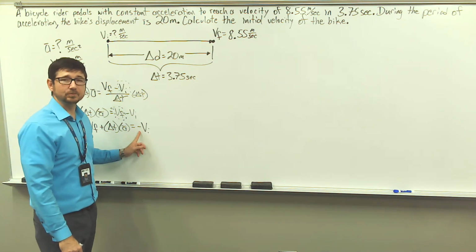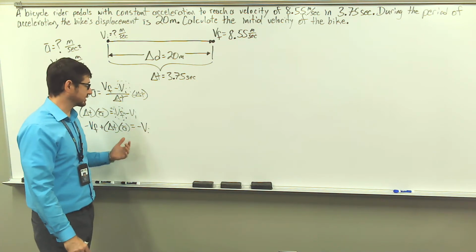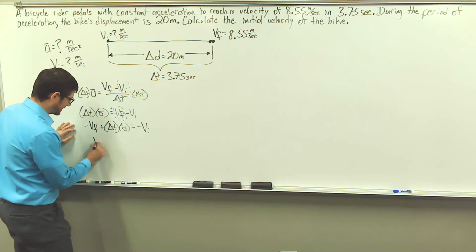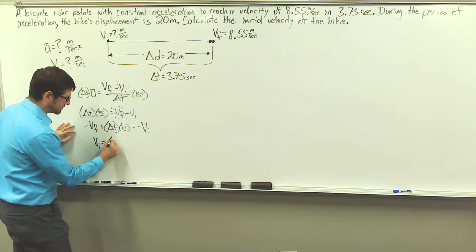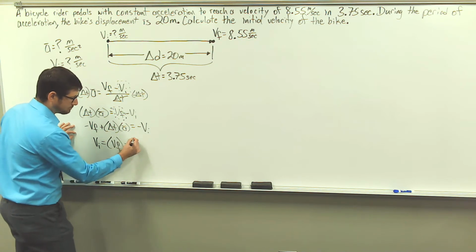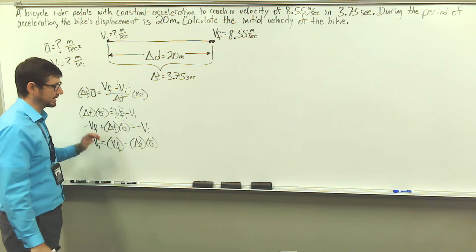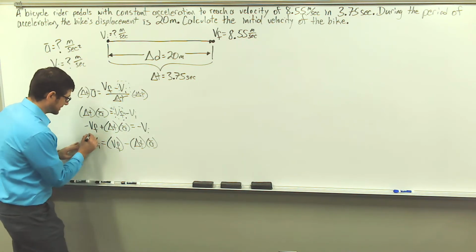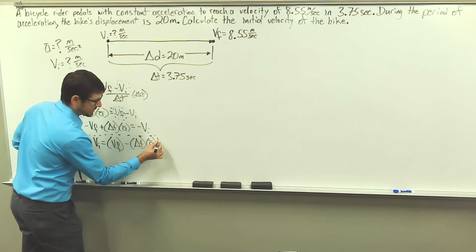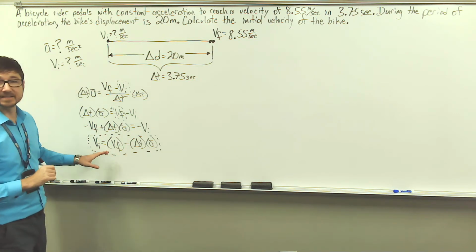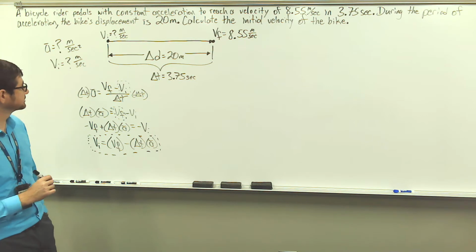What I want to do is get rid of this negative sign, so I'm going to divide both sides by -1, and this is going to give me initial velocity is equal to my final velocity minus my time interval multiplied by my acceleration. I'm going to put a dotted box around this because we are going to need this equation.